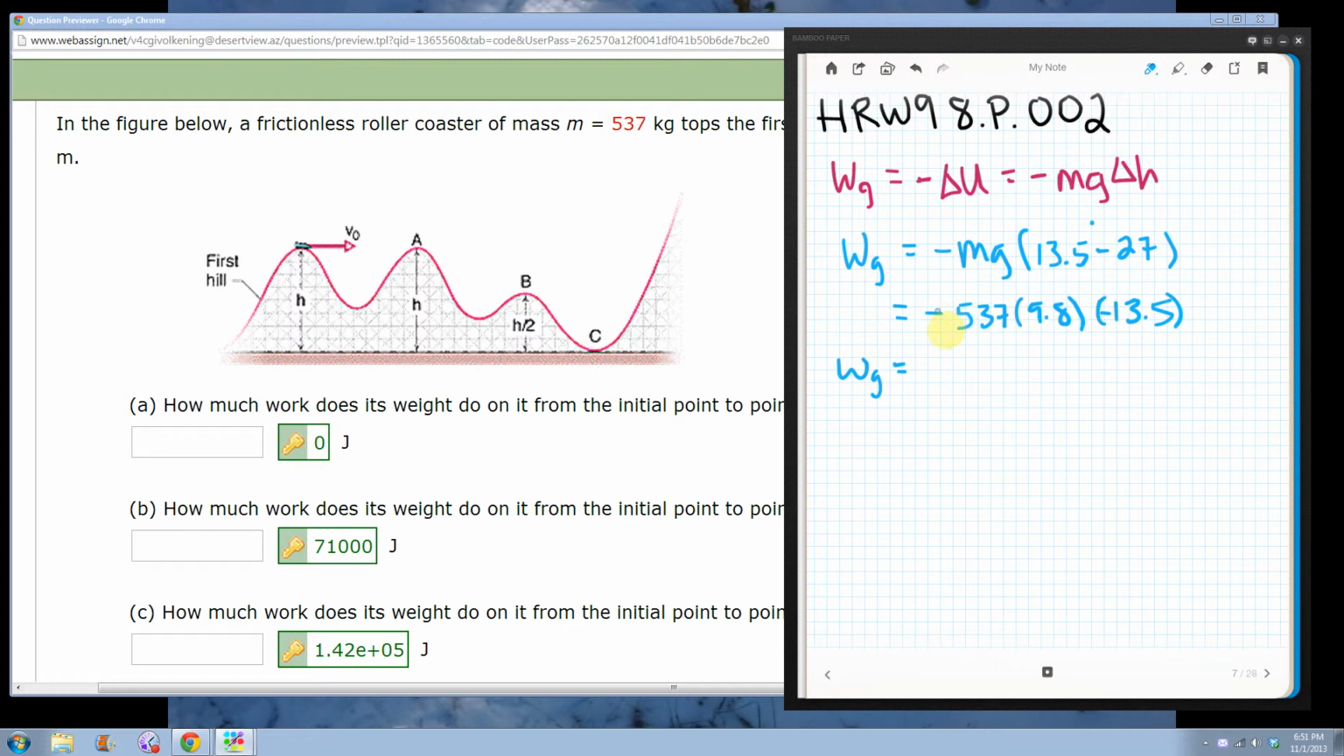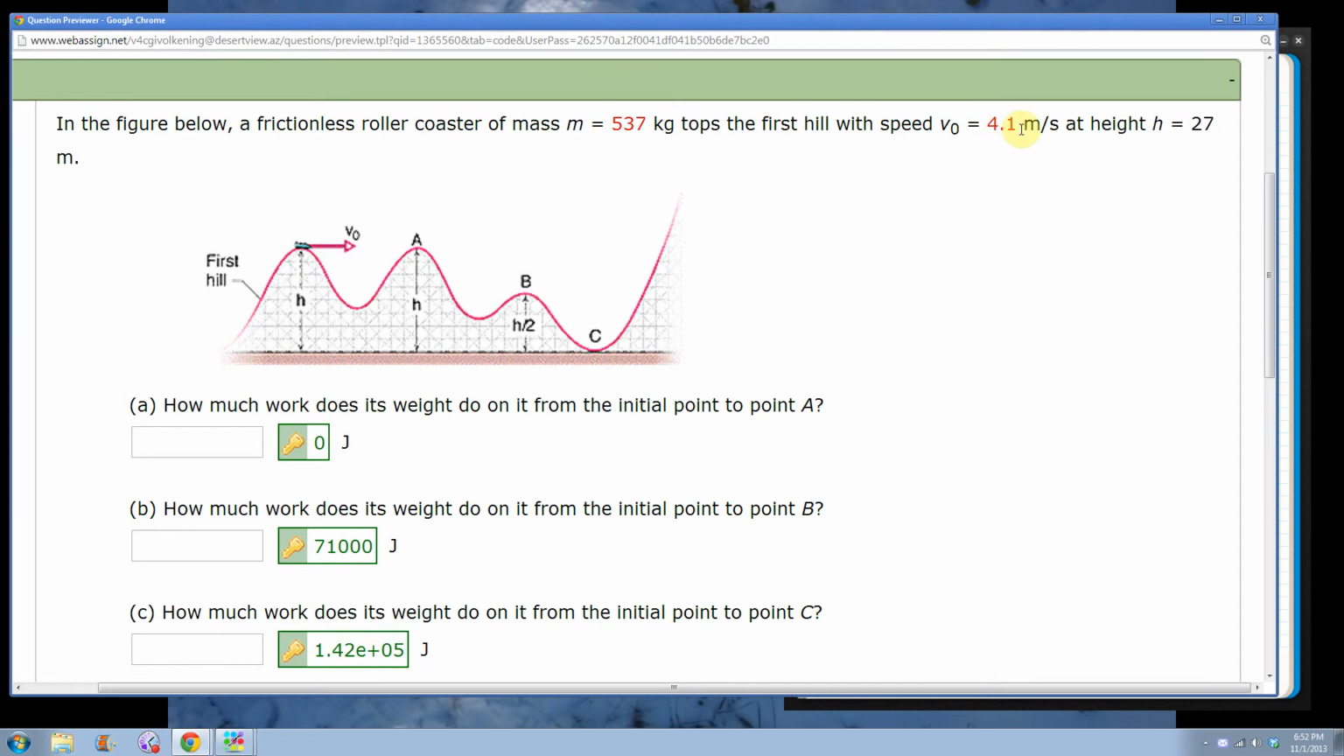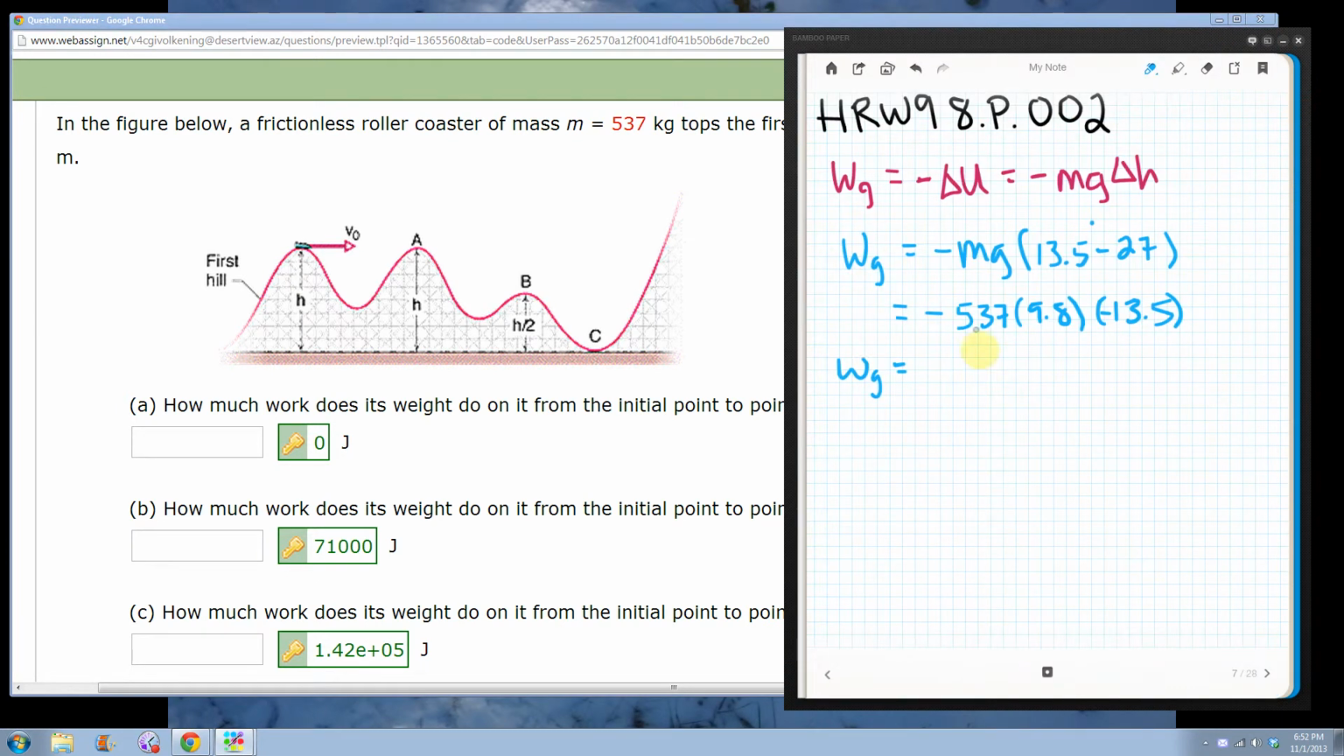So this would be negative, which means negative times negative is a positive, so I'm going to end up with a positive, and I get, my calculator says 71,045.1, but I think the least sig figs we got was 2 sig figs. So that's why in the answer on the key, there's only 2 sig figs here. This is what my calculator says.